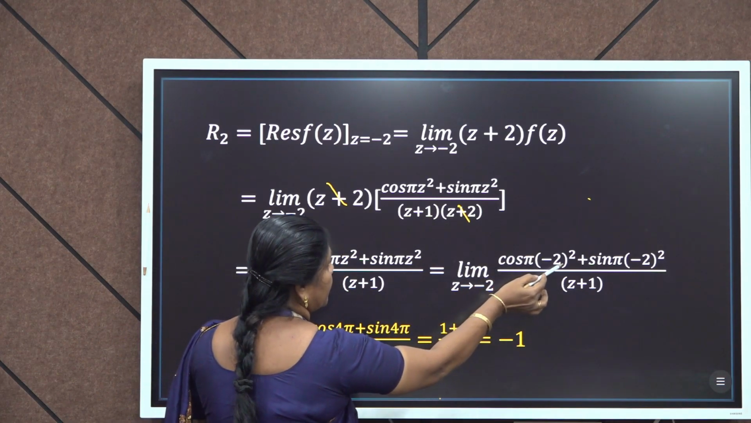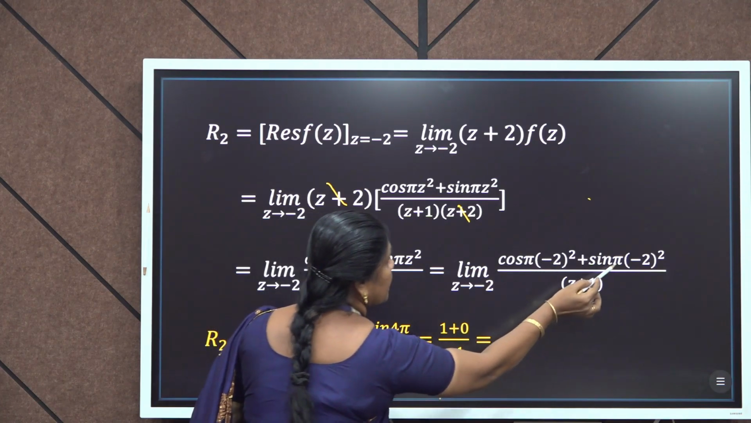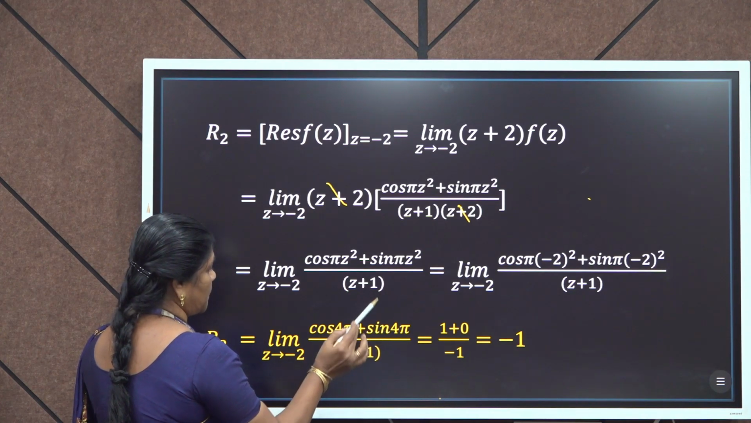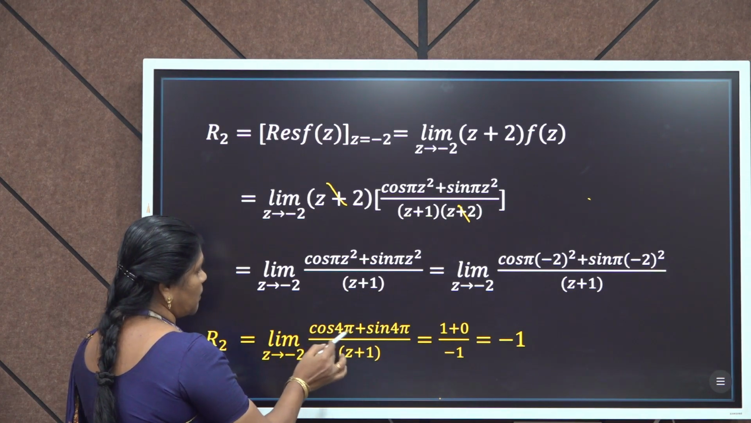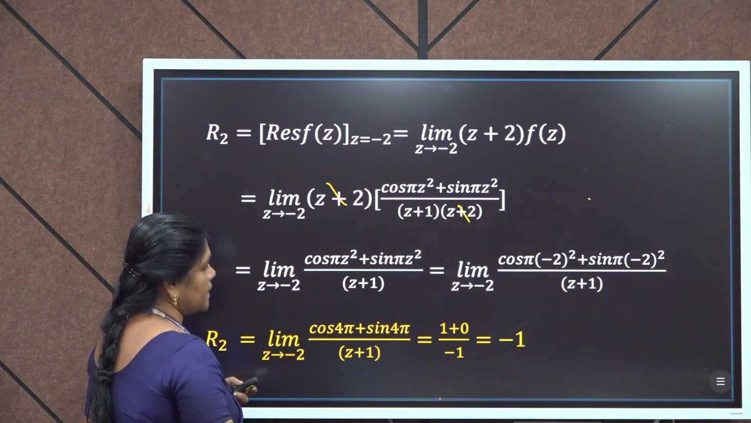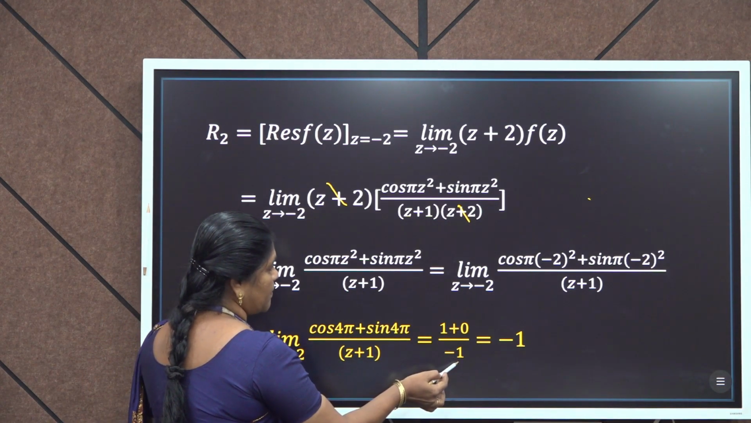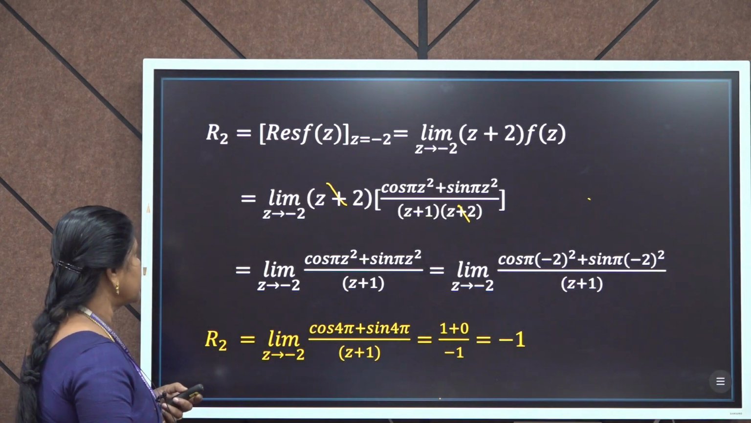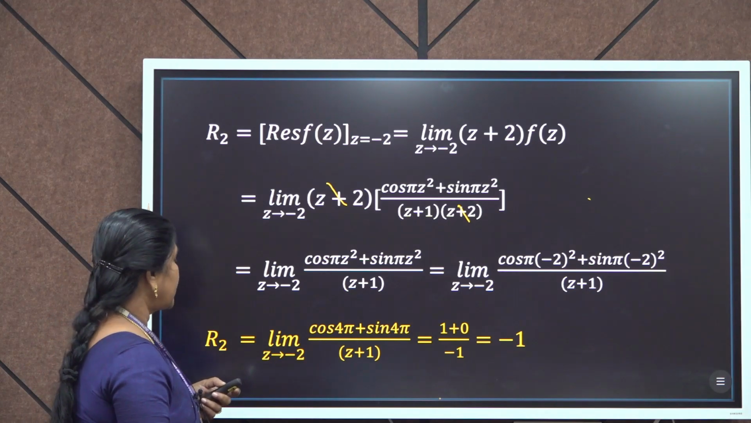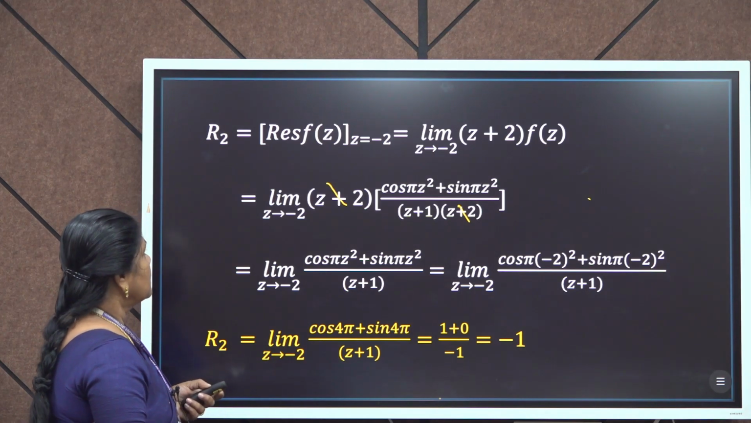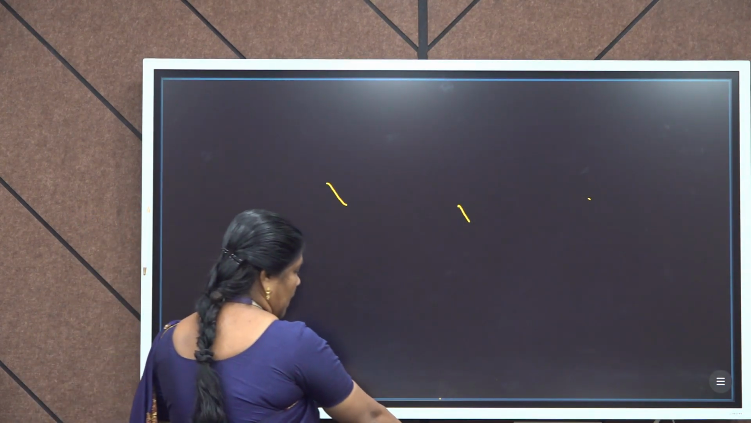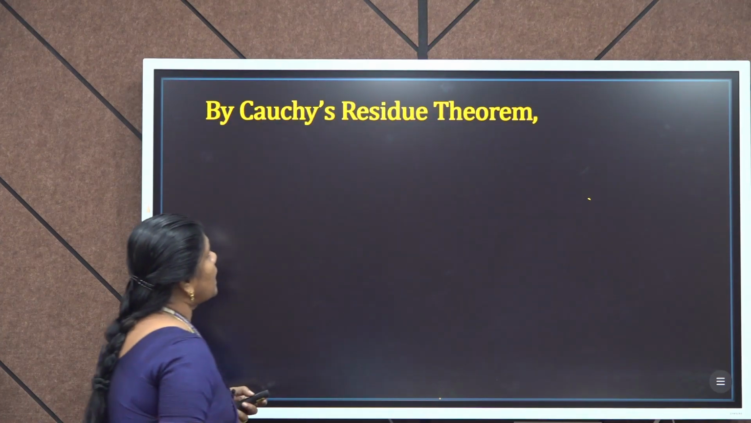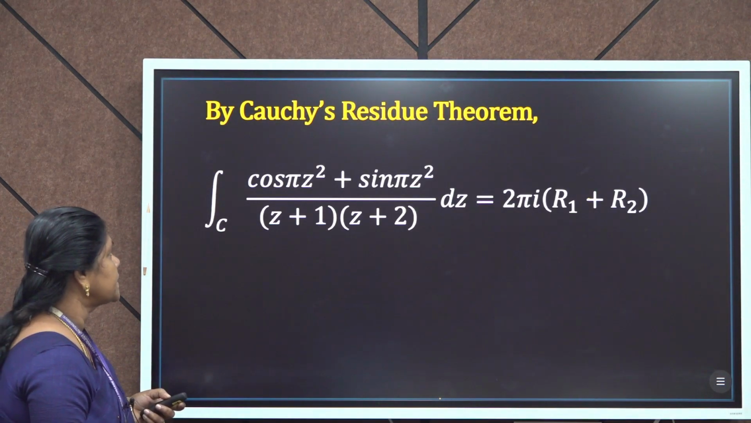Cos π times 4, that is cos 4π, and sin π times 4, that is sin 4π. Cos 4π plus sin 4π divided by z+1, cos 4π has value 1, sin 4π has value 0. Therefore, the denominator is -1, so totally the answer is equal to -1. Therefore, the residue for the function f(z) at z = -2 is equal to -1.